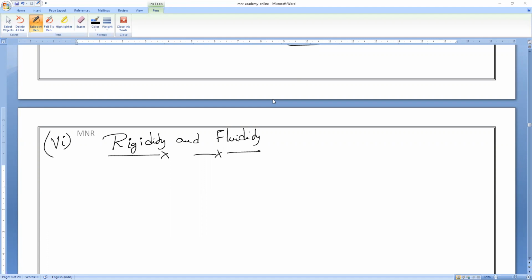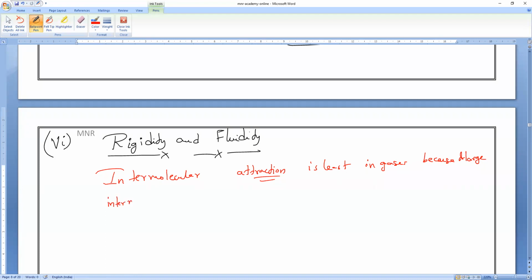So that is the reason they have very negligible rigidity. But fluidity, they can move faster or not, more than liquids? Yes, sir. That is so right. Due to the intermolecular attraction being least or negligible. Intermolecular attraction is least in gases. What is the reason? Because the particles are far apart. That is what we call large intermolecular space.